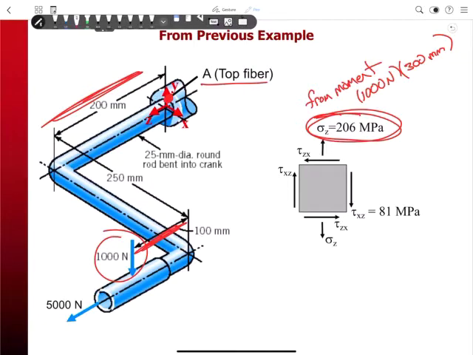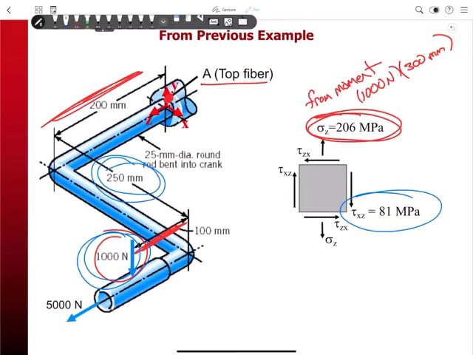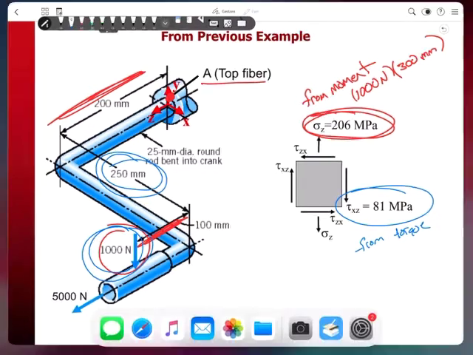We also have this shear stress here. Now, what did that result from? That also resulted from this 1,000 newtons, but this time, this is the moment arm. So this is from a torque. Oh, I better take a quick second to just talk about that.